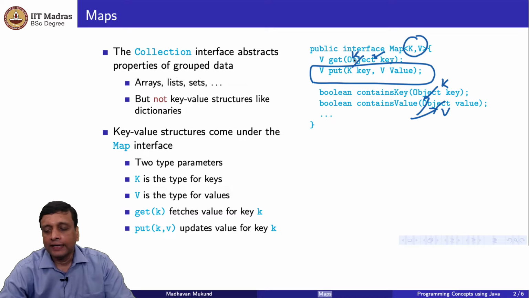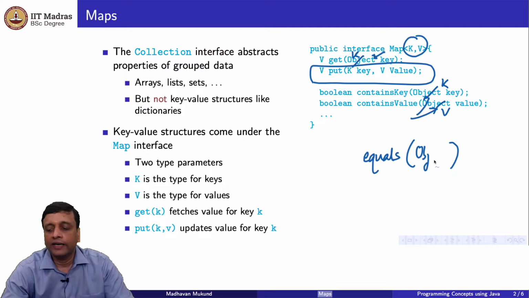Well, what are we asking? We are asking whether the key or the value that we provide is present. What Java needs to do internally is compare the existing keys and values with the key or value provided using the equals operation. And equals is defined usually to also take an object. So in a sense, by providing object as the type of the input, Java provides more flexibility.